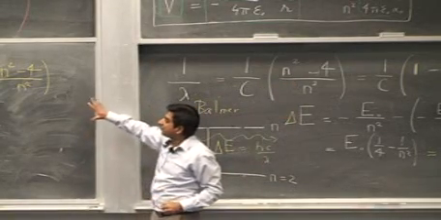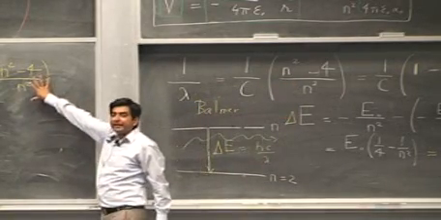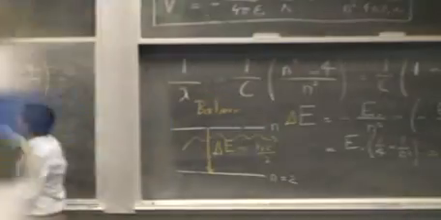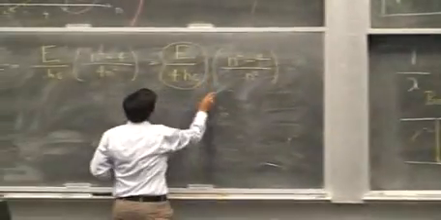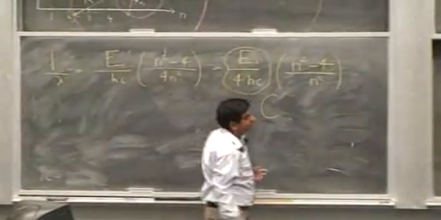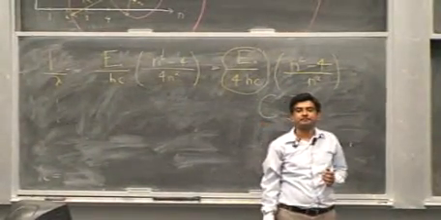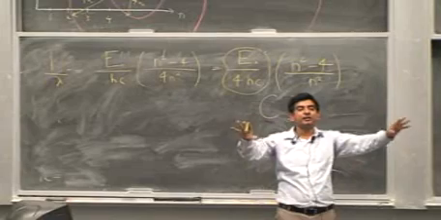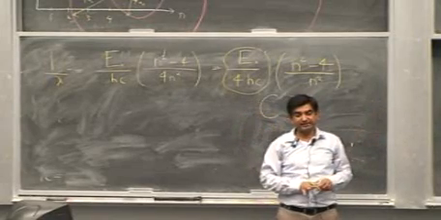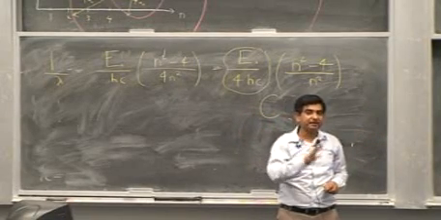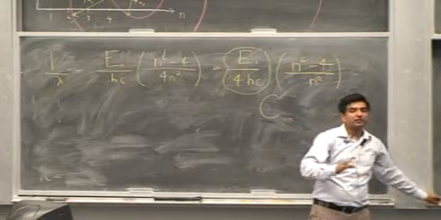And if we apply Bohr's model, you get exactly the same formula. So you can tell what the value of C is going to be. So the two formulas are identical. So Bohr's model makes complete sense and it explains experimental results.